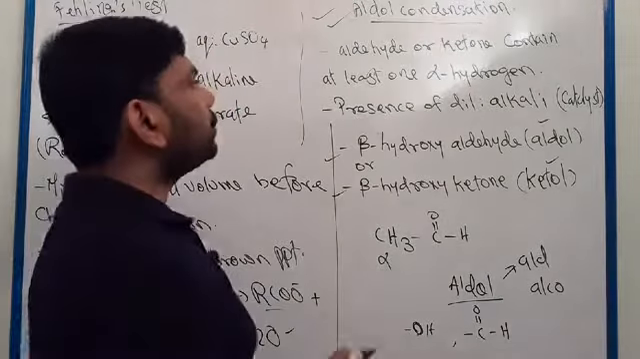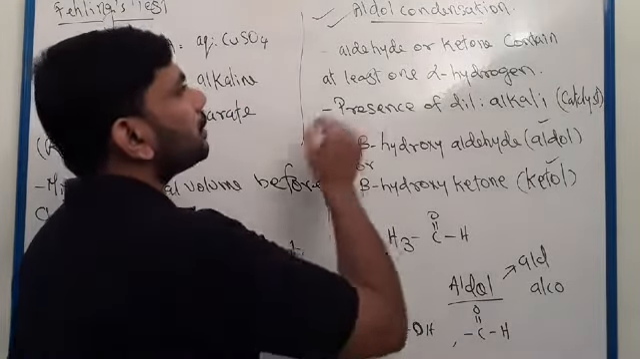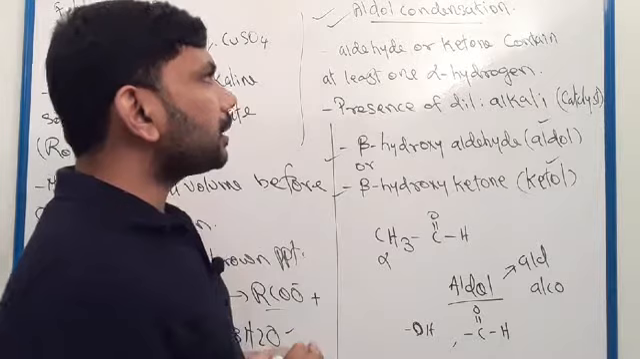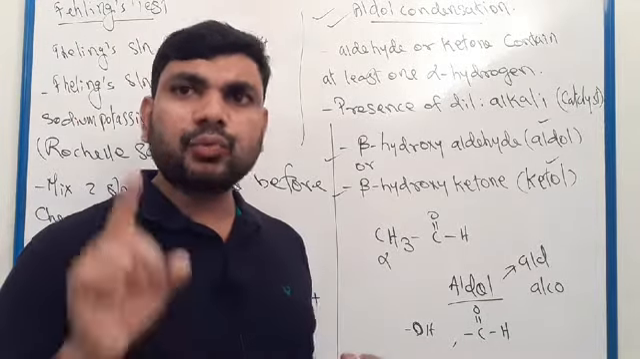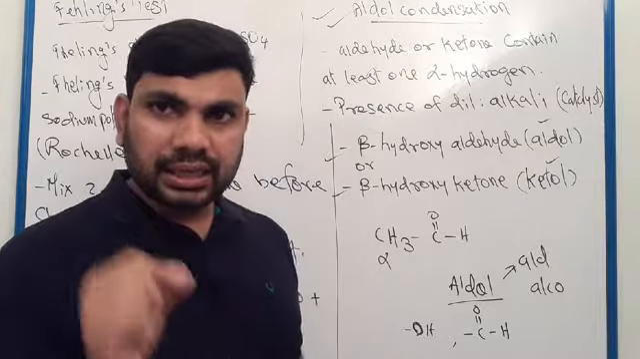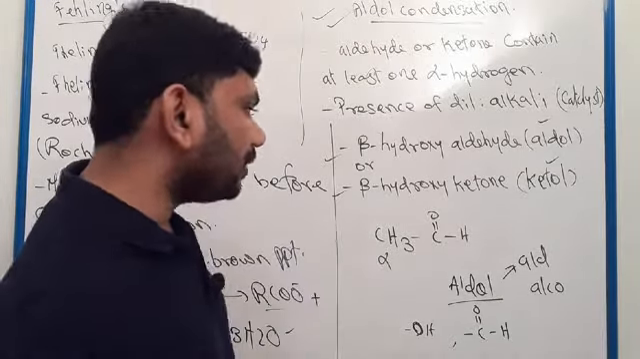Also you have to understand this chemical reaction. For this chemical reaction, the aldehyde or ketone must contain at least one alpha hydrogen. What do you mean by alpha hydrogen?